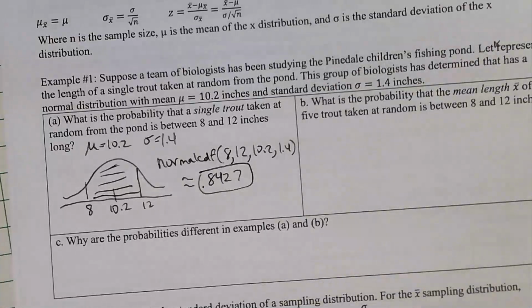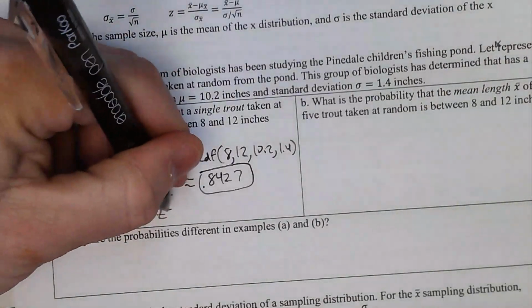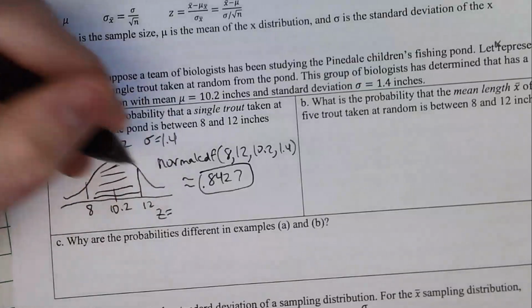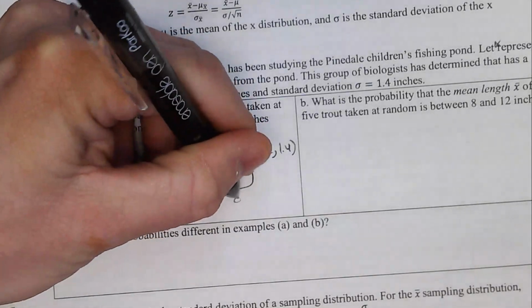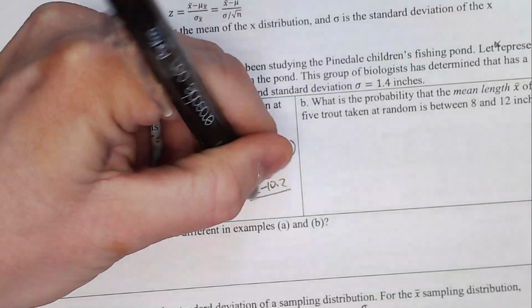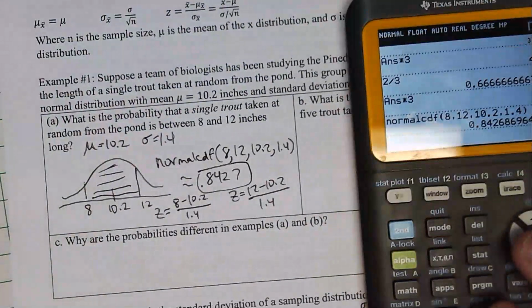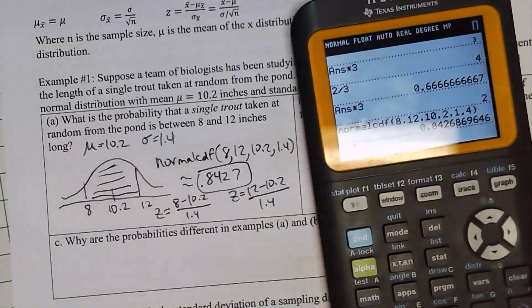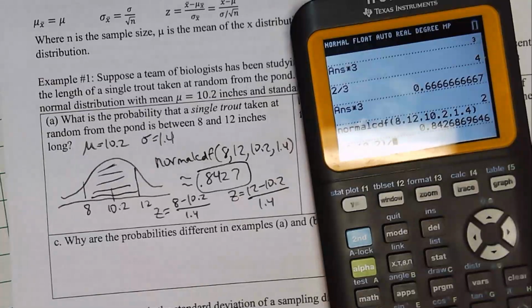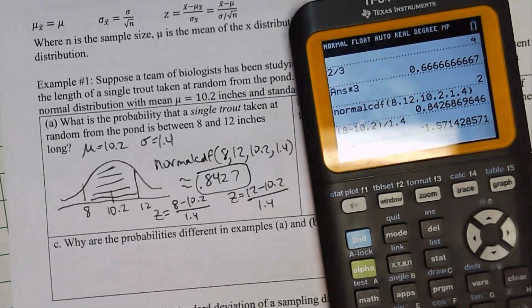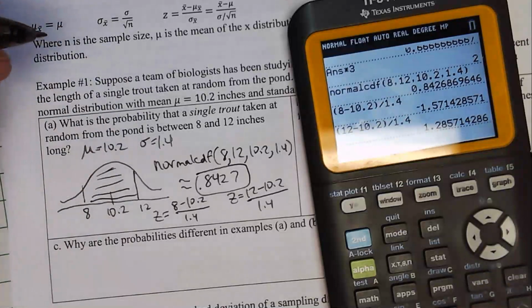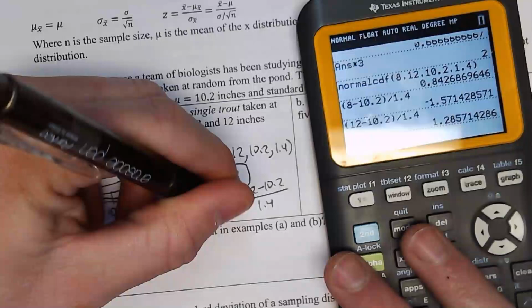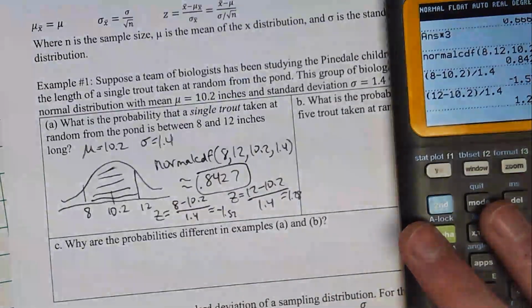You could also find a z-score. You don't have to write this down. You'd have to do a z-score for each one: 8 minus the mean divided by the standard deviation. You don't have to worry about knowing this. So you could do z-scores for each and then find their areas. This way is just not very efficient, though. So negative 1.57 to 1.28. And then you would find the probabilities using the z-table.